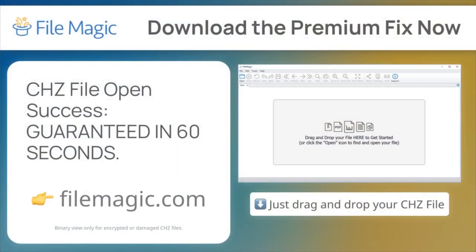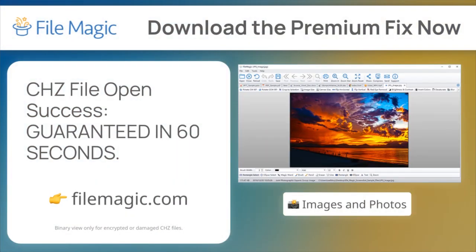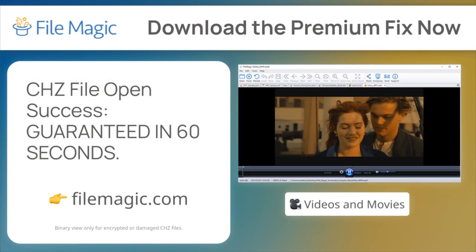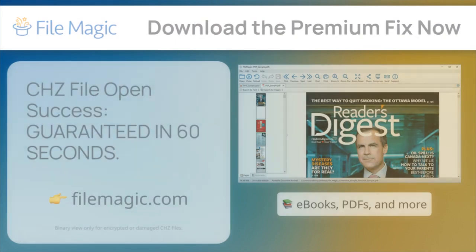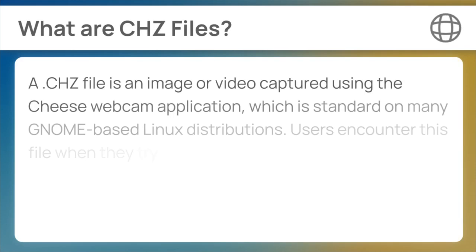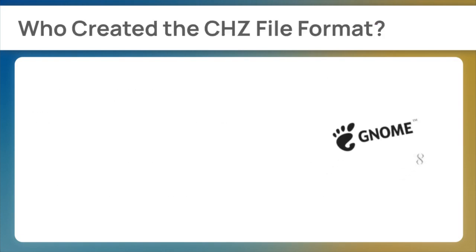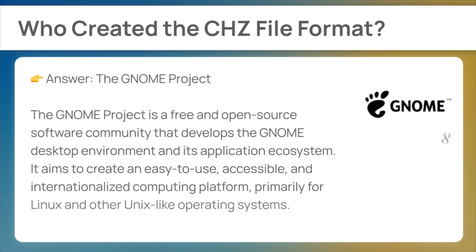Quick check. Before proceeding, know that a universal viewer can often read the data within the CHZ archive, even if it can't fully extract it. A .chz file is an image or video captured using the CHZ webcam application, which is standard on many GNOME-based Linux distributions. Users encounter this file when they try to locate and share photos or videos they've taken with their webcam, often needing to know how to view or convert it on other systems.